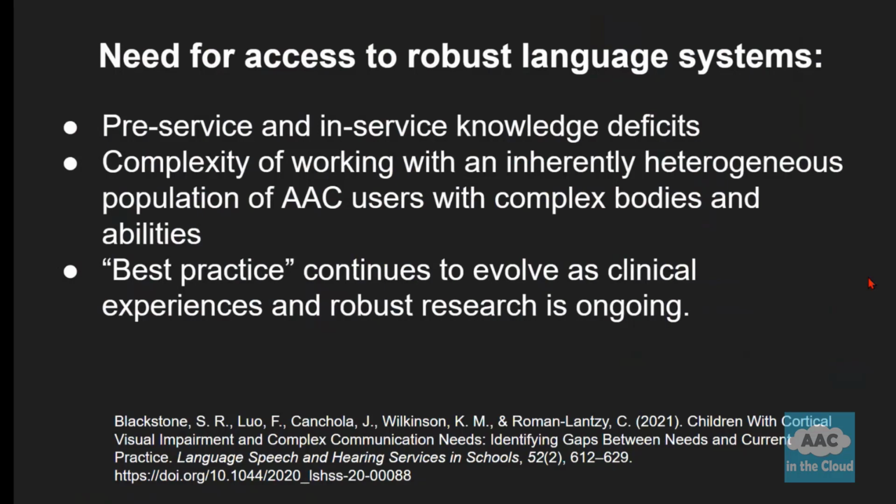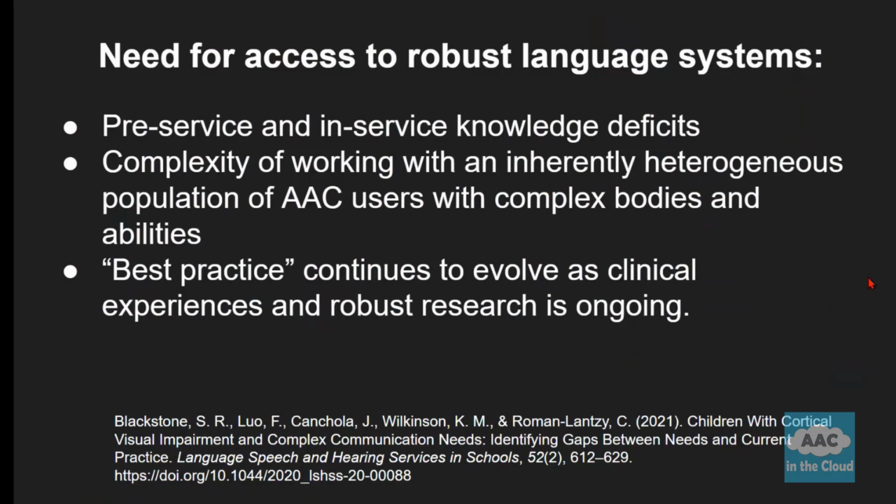There's a wonderful article, you can see the reference on the slide, that was published in 2021, focusing on children with cortical visual impairments and complex communication needs, and just kind of assessing the situation between service providers and best practice and evidence and what's happening in the field with individuals who are looking to acquire access to robust language systems. And there's just some barriers that seem to be a little more prevalent when we look at this population.